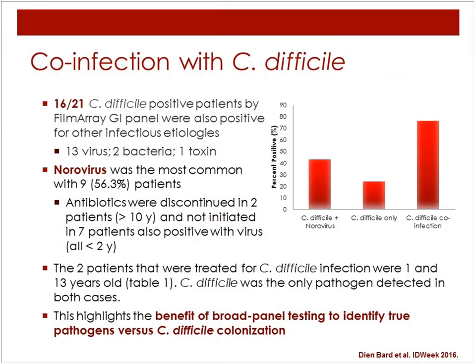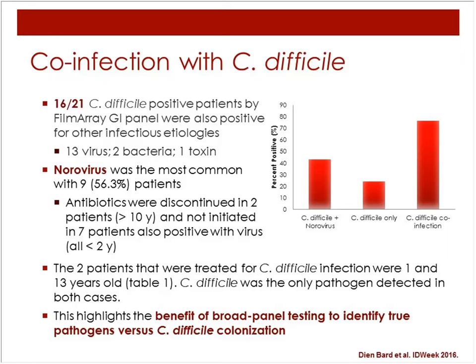And what we've actually noted that was quite interesting was that the simultaneous detection of norovirus and C. difficile allowed for the discontinuation of antibiotics in 2 patients that were greater than 10 years of age. The other 7 patients did not have any antibiotics initiated despite the fact that C. diff was detected. And this is likely due to the fact that norovirus was also detected. And all of these 7 patients in this group were less than 2 years of age, where colonization of C. difficile is much higher or more prevalent.